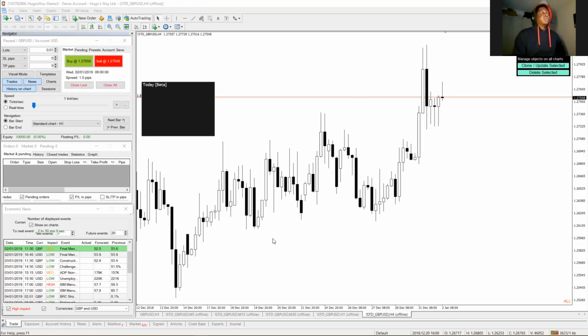Today the goal of this simulation is to backtest the whole of January 2019 on pound US dollar and to actually outline what I do every day when I come to the chart, what I look out for, how I actually take my trades.